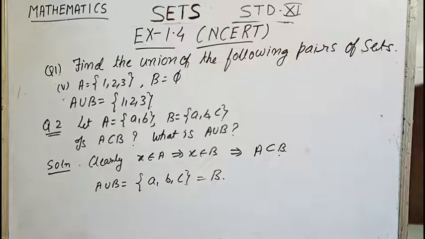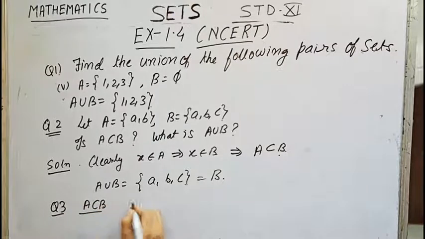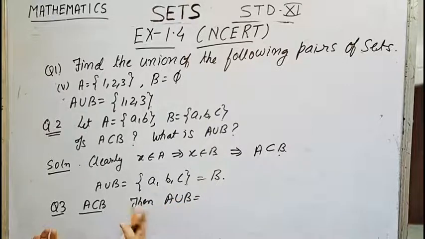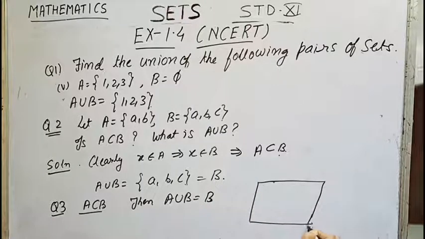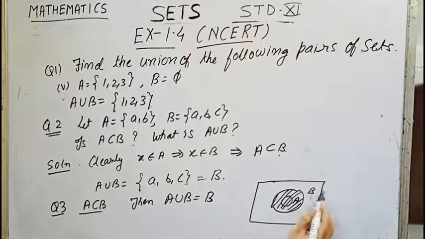Coming to question number 3. Question number 3 says that if capital A and capital B are two sets such that A is a subset of B, then what is A union B? Obviously right now we discussed the same thing. It is given that A is a subset of B, then A union B equals always the bigger set, that is B. By Venn diagram also you can understand A is a subset of B over here. So this one is B, this one is A, and A union B will obviously be this whole set, which is B.